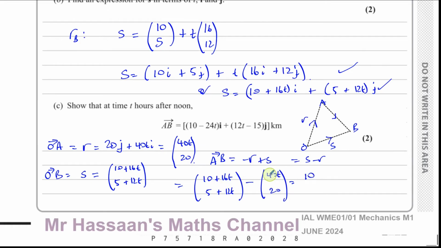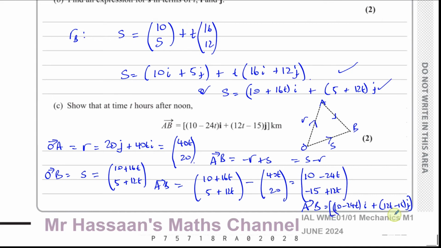16t minus 40t. So 40 minus 16 is 24, so minus 24, because it's 16t minus 40t, so it's minus 24t. That's the i component. And the j component is 5 minus 20, which is negative 15, and 12t, there's no other t term, plus 12t. Okay, and that is our vector from A to B. We can express this in ij form as 10 minus 24t i and 12t minus 15 j.